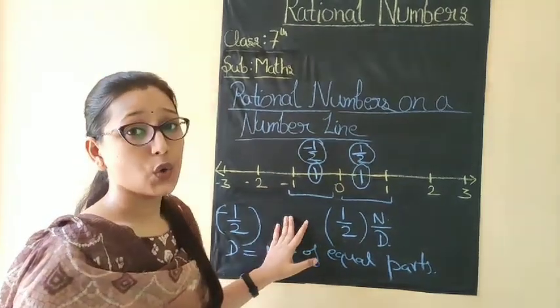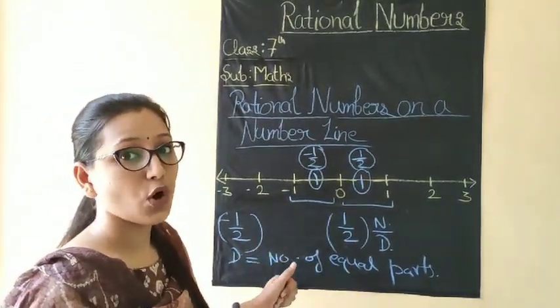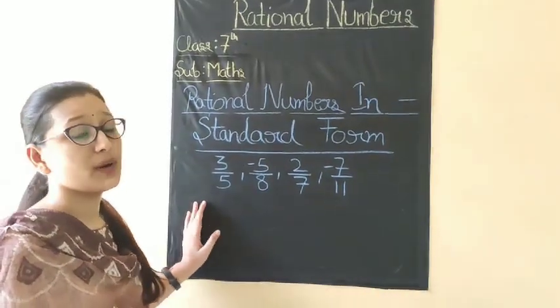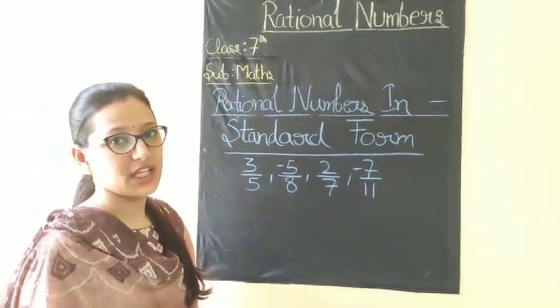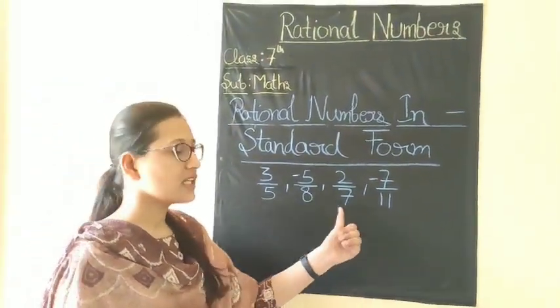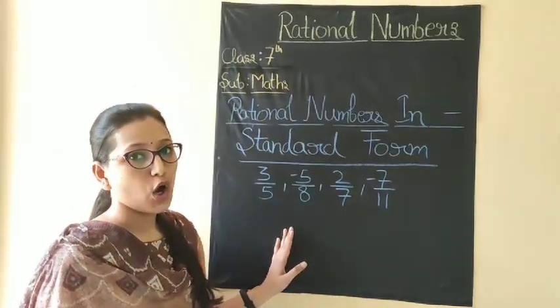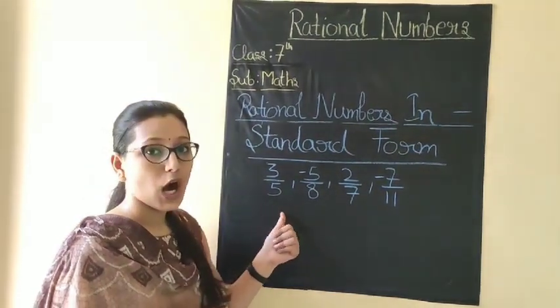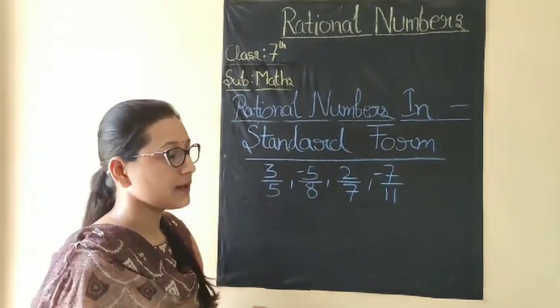So I hope all of you got how to represent rational numbers on the number line. Rational numbers in standard form. Look at all of these rational numbers. All these rational numbers are in standard form. So what does this mean? All of you know what standard form is and how all of these rational numbers are in standard form.